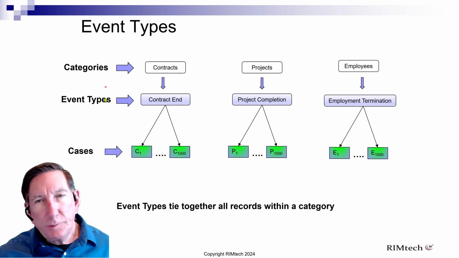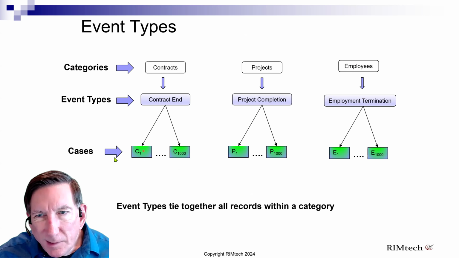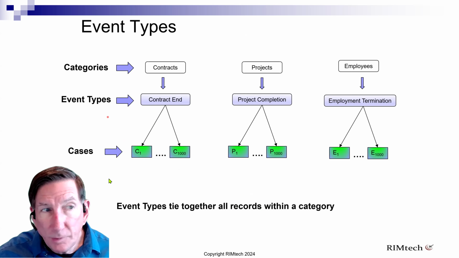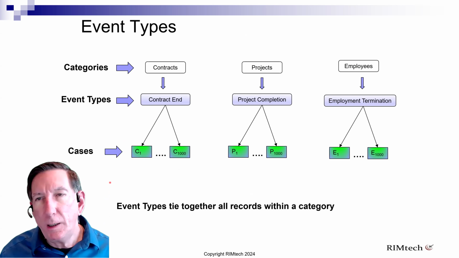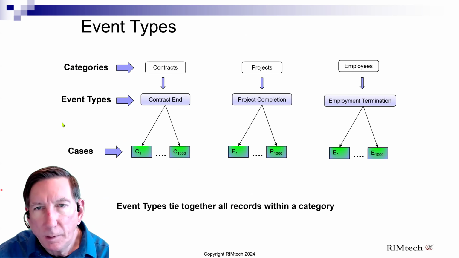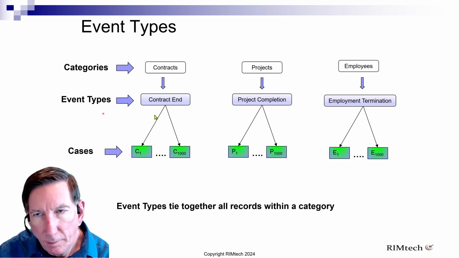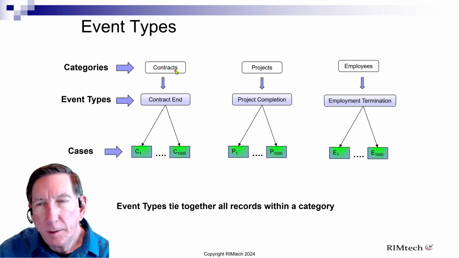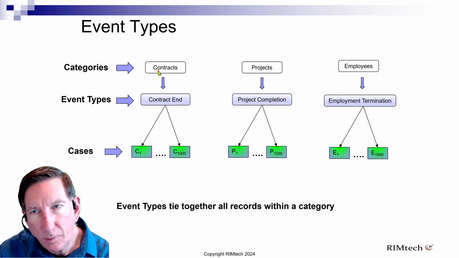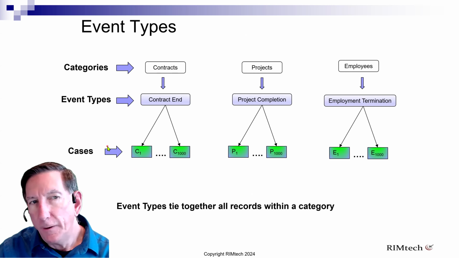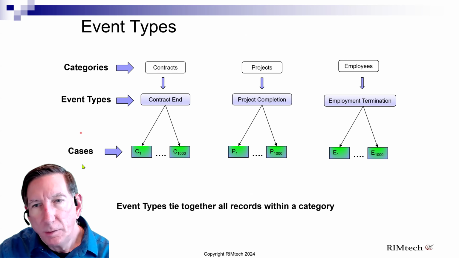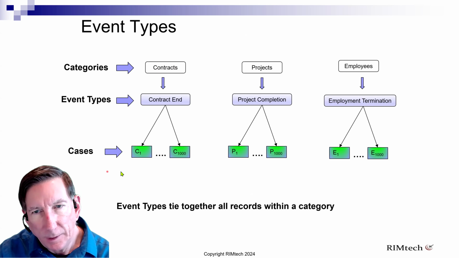What Purview needs to know is what are the cases? Purview doesn't know what a case is. It doesn't know where that boundary, where that rope lies. So you have to create something called an event type, okay? And an event type is tied to that category. And the event type is going to be split into events. Each event ties together all the records in a case, okay?